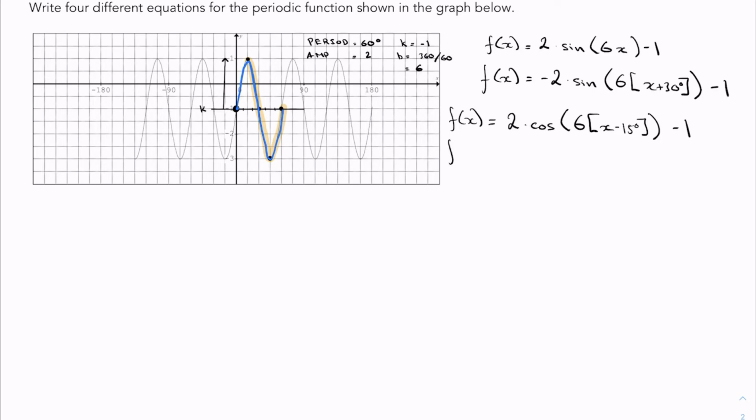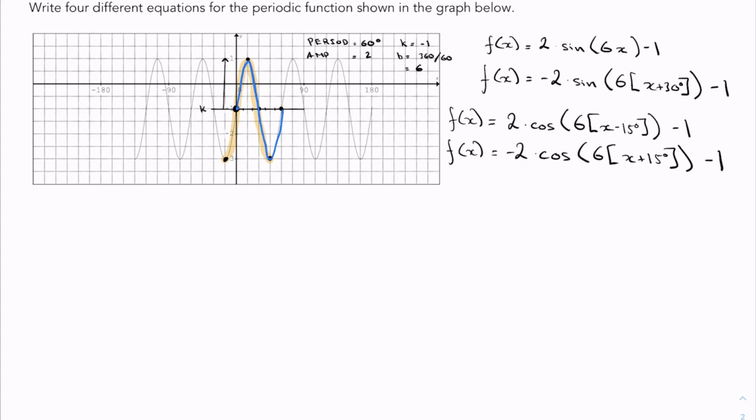Final one. f of x equals negative 2, because we're doing a negative cosine, cos 6x, whatever the phase shift is, minus 1. So what is it going to be in this case? Well, negative cosine, let me just erase this, goes from the bottom and moves up. So it's like from down here, comes up to the top, and then goes back to the bottom. And that first point at the bottom there looks like it's 15 degrees behind. So it'll be plus 15 degrees.